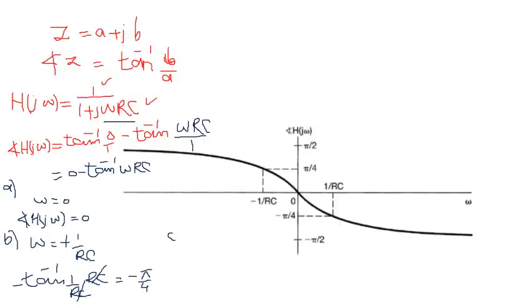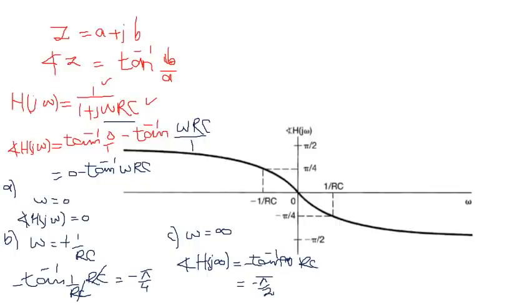Similarly, for the third case, we have omega equals infinity. So angle of h of j infinity will be equal to minus tan inverse of infinity, because infinity multiplied by RC results in infinity, and tan inverse of infinity is basically pi by 2. So it is minus pi by 2. Similarly, you go for the negative frequency.